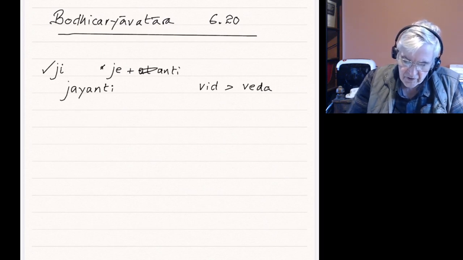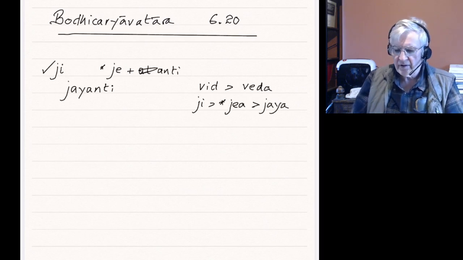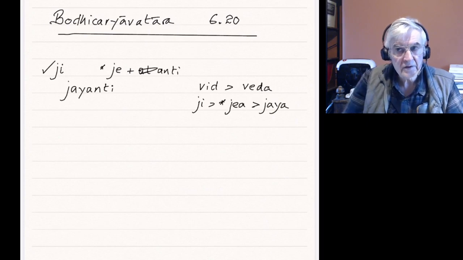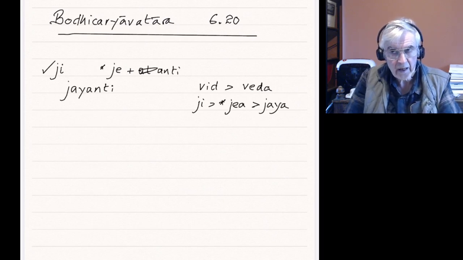So what happens with ji? It would make je a, but we don't. So je a automatically becomes jaya. So that is how we get jaya from ji. When I say automatically, it's a standard rule of internal sandhi in Sanskrit. E a becomes aya.